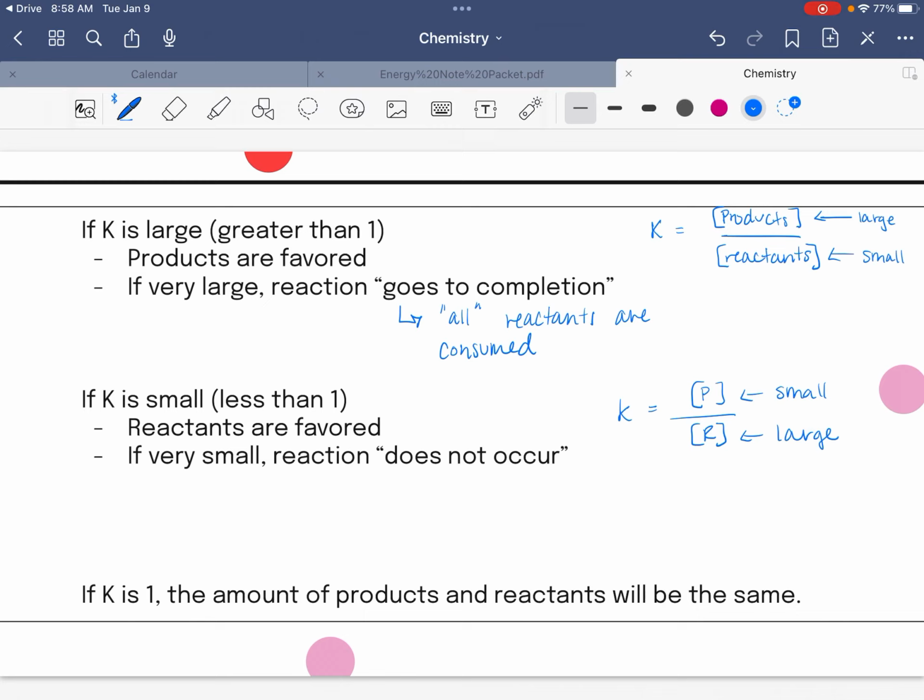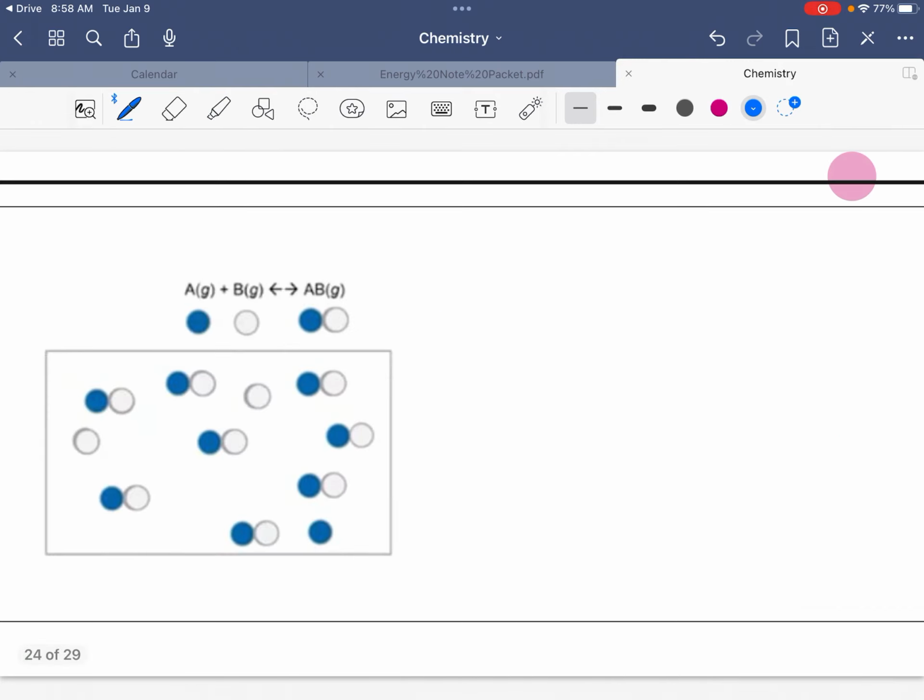Okay, the last thing to note, if k is 1, the amount of products and reactants will be the same, because our ratio, if it's 1, means we're going to have the exact same number of products as we do reactants. Okay, so looking at this, we're going to determine which is favored in this case. So we have this equation. We have A gas plus B gas yields AB gas.